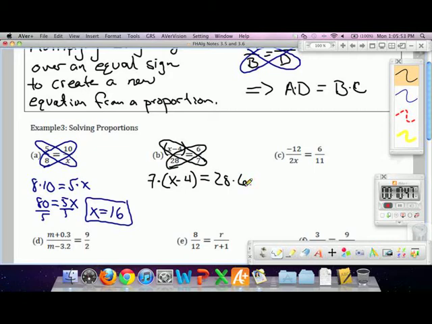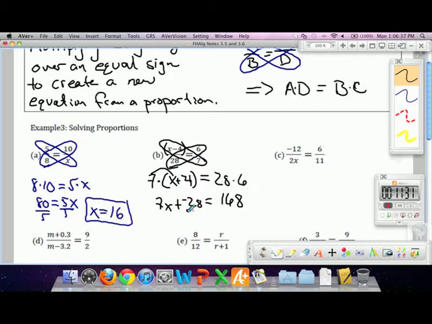7 times x is 7x. We do plus negative, or minus. You could do plus a negative. What's 7 times negative 4? Negative 28. And 28 times 6 is 168. Now your two-step equation. How do you solve this? Add 28 to both sides. Undo this negative 28. So add 28 and get 7x equals 196.